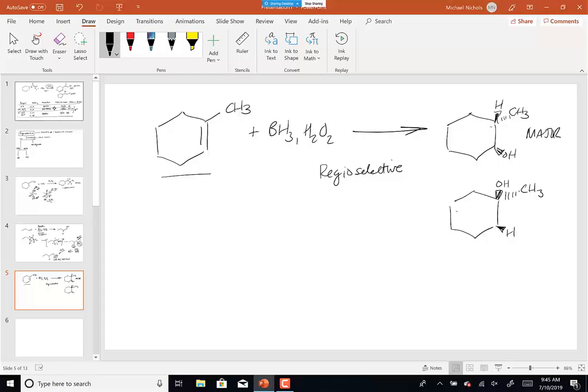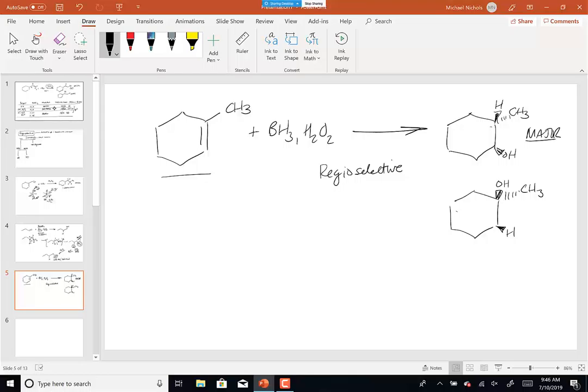Simply because it's one of the possible products, not in the 100-0, that other product is possible even though it's not going to be. So, this is our major product.